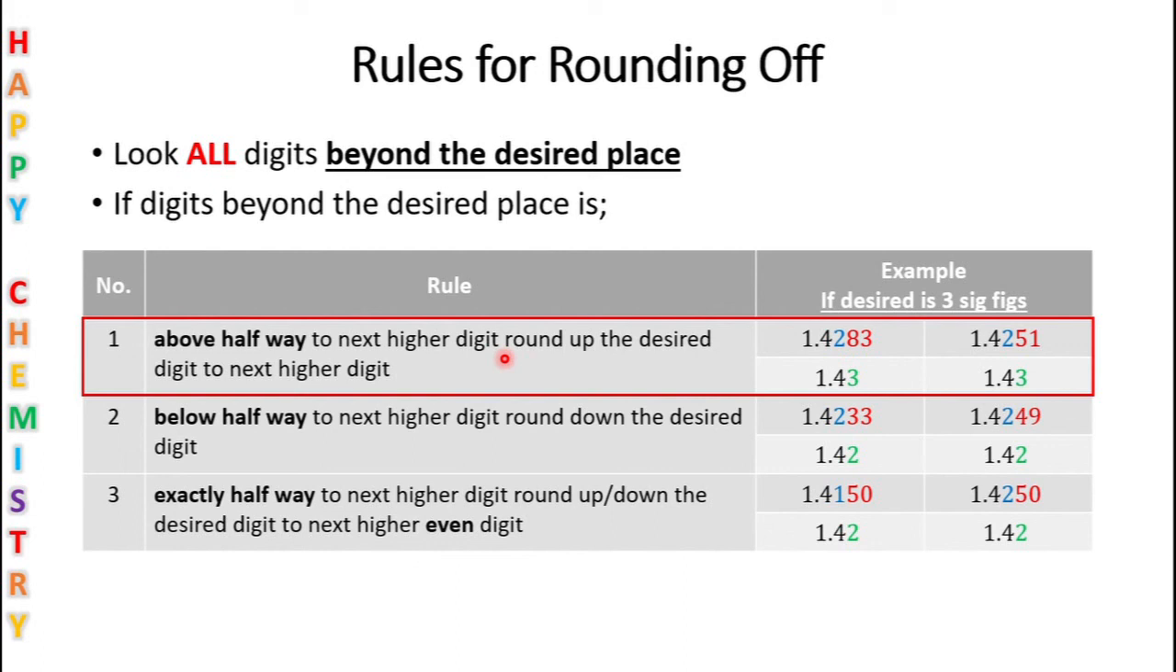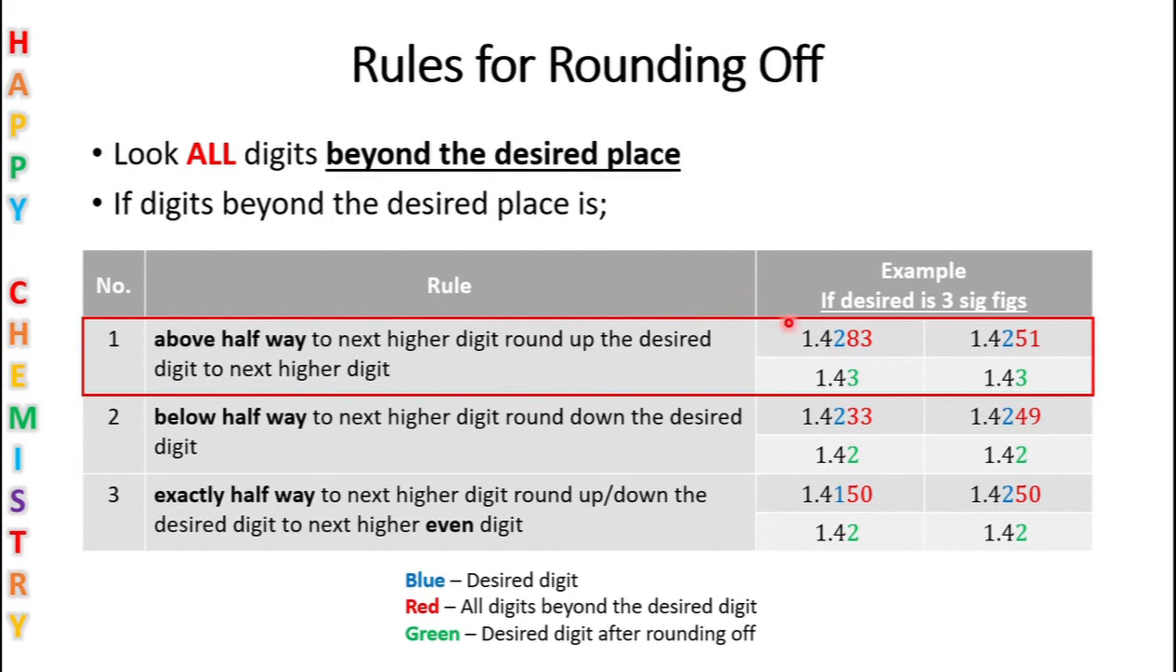Let's see the example. As I said, it is assumed the desired number of significant figures is 3. The digit at the desired place is indicated in blue. All digits beyond the desired place are indicated in red. The desired digit after rounding off is indicated in green.